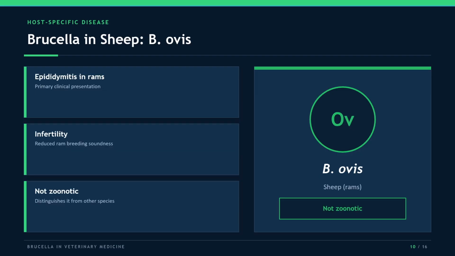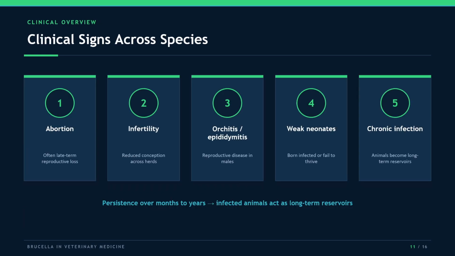B. ovis is unique because it primarily affects rams, causing epididymitis and infertility. It is not considered zoonotic, which distinguishes it from the other Brucella species. In all species, the clinical picture is remarkably consistent. Reproductive losses, infertility, weak neonates, and chronic infection. Because Brucella can persist for months to years, infected animals often become long-term reservoirs.